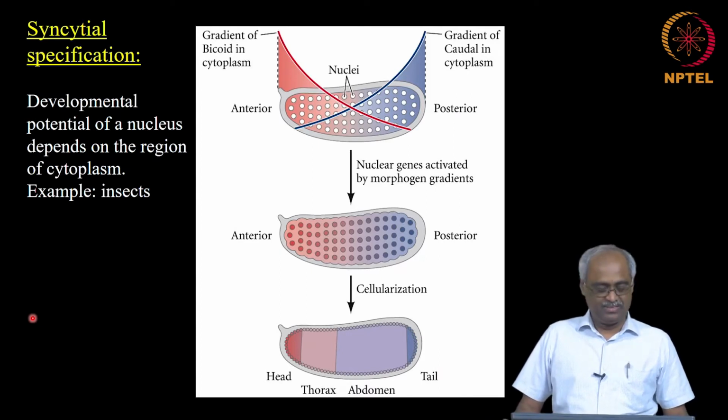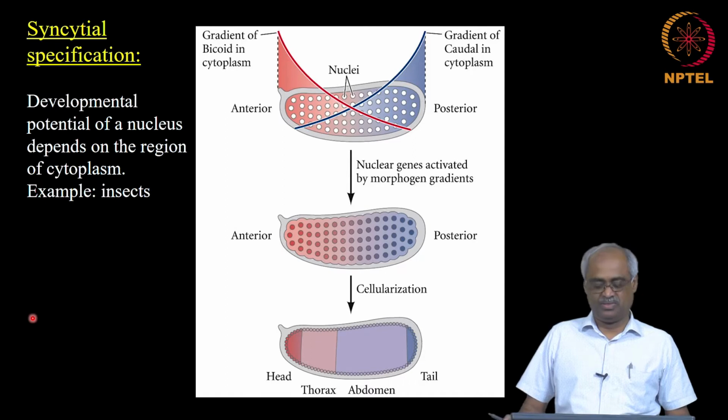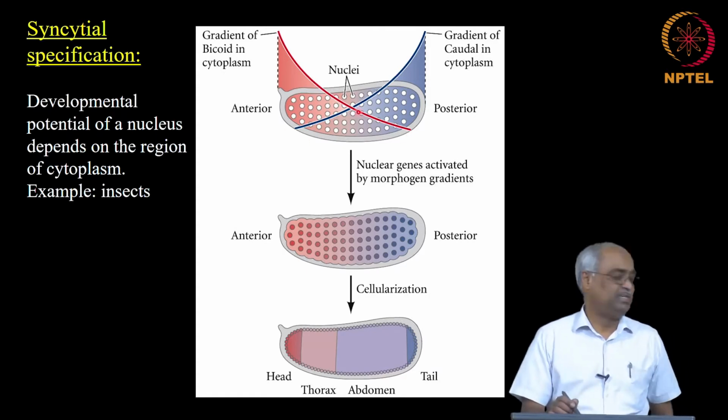I told you syncytium means having a lot of nuclei in a common cytoplasm, right? One cell having multiple nuclei. So that is the situation in the Drosophila embryo. Initially you have nuclear divisions without cytokinesis, generating the kind of structures that you see here.